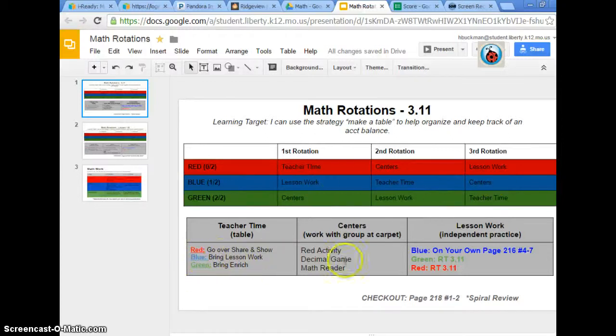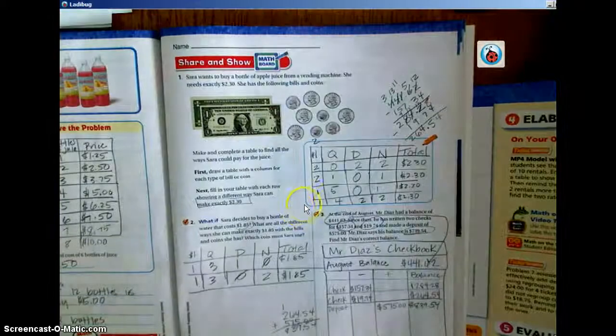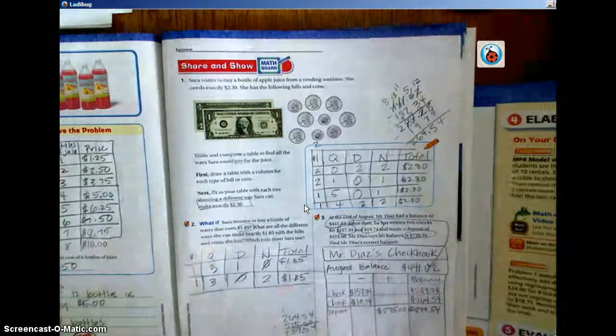They're doing their lesson work, and their lesson work is the on your own, and I'll go through that. Then the green group is usually the enrichment. They already have the skills, so they no longer need the teaching. I'll go back to that in just a minute. So I do the two check mark groups.